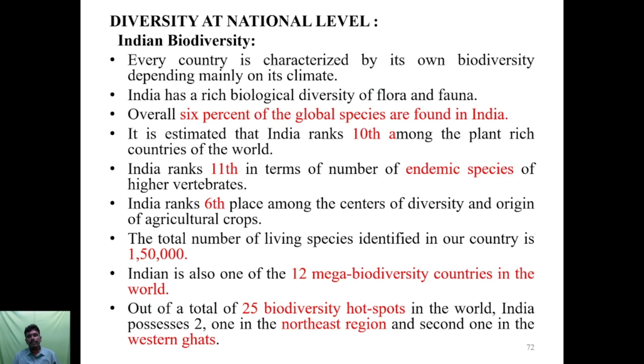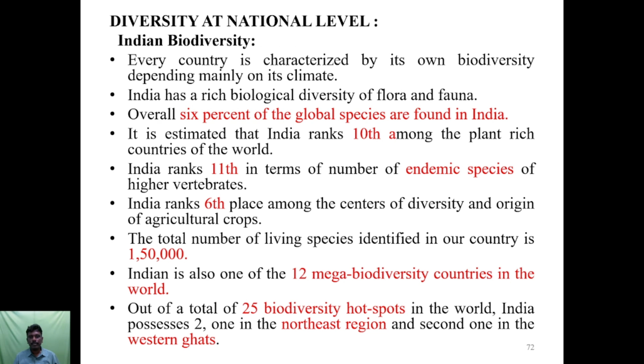Then diversity at national level, that is Indian biodiversity. So every country is characterized by its own biodiversity depending mainly on its climate. Based on the climate only, the biodiversity will change from one country to another country. So India has a rich biological diversity of flora and fauna. Overall, 6% of the global species are found in India.